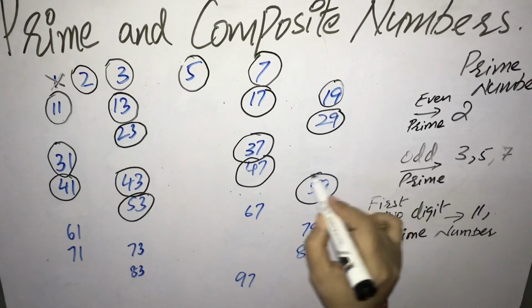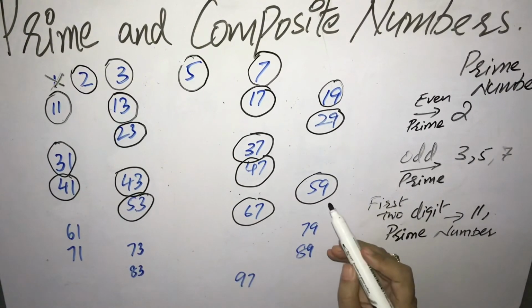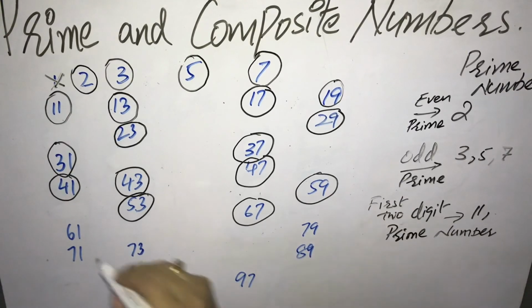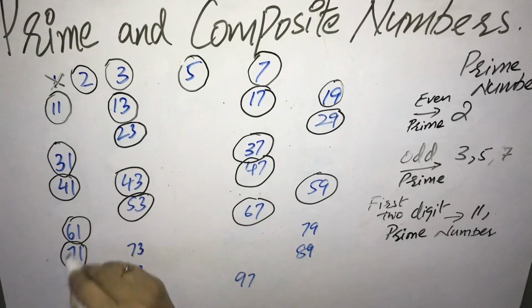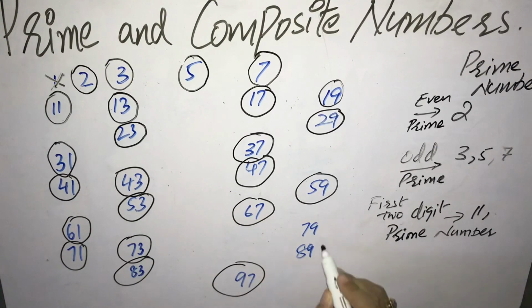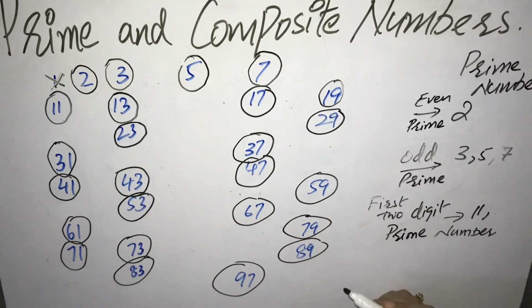And now the rest of the numbers we have. 59 is prime. 67 is prime. 61, 71, 73, 83. I guess these all numbers are prime numbers. So these are the prime numbers less than 100.